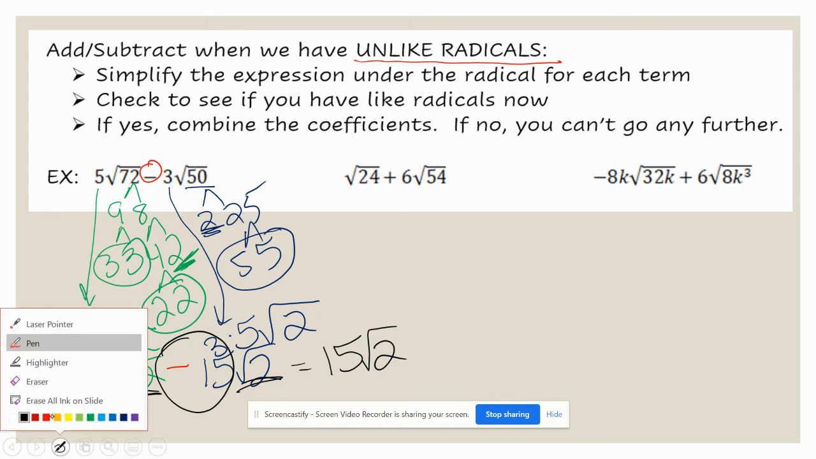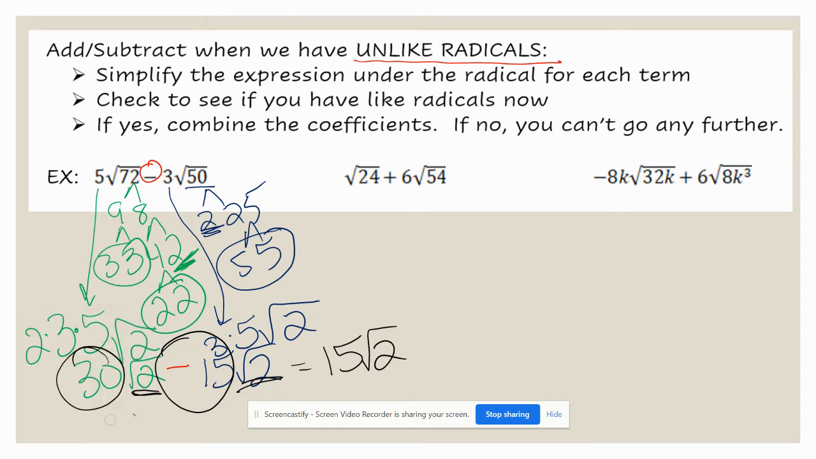I'm going to skip to this last one. We have 32k and 8k cubed underneath the square root. Well, those are definitely not the same, so let's go ahead and work on reducing. 32, I know, is 4 times 8. 8 is 4 times 2. It's a square root or second root, so we're looking for pairs, and there's my pairs. And I have the 2 left over.